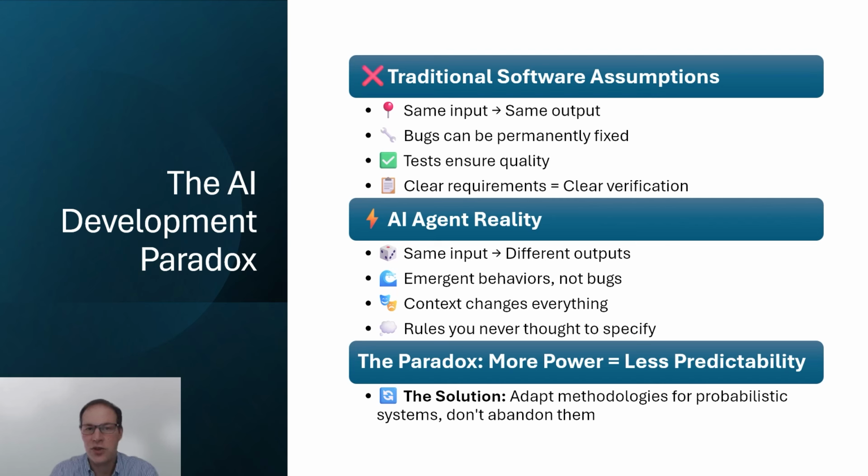Let's look at a customer service agent. In traditional software, you write test cases with expected inputs and outputs. But with your agent, it might handle the same inquiry differently based on context, previous interactions, or model updates. A response that seems reasonable might violate business rules you never thought to specify. This is not a bug, this is emergent behavior. That's what makes agents so powerful, but also what makes it really hard to develop them in a safe way. The solution is not abandoning the existing methodologies, it's adapting them for this new reality.